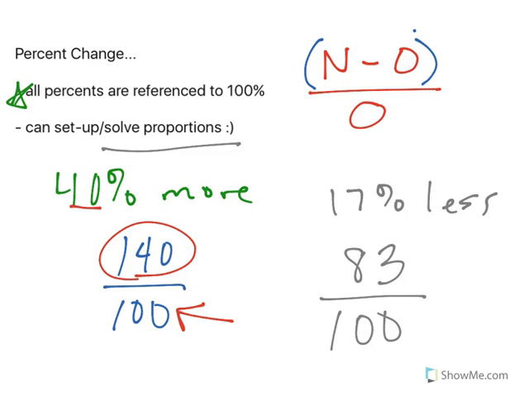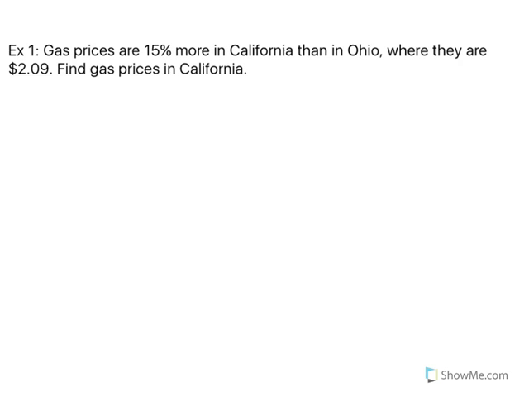All right, let's look at a couple examples with this. Gas prices are 15% more in California than in Ohio. This is completely made up. Where they are $2.09. Find the gas prices in California. Now, I always start with my percentage. So when I look and I see 15% more, more implies above. So again, my percent reference is 100. 15% more means I add 15 to that, and I get 115.